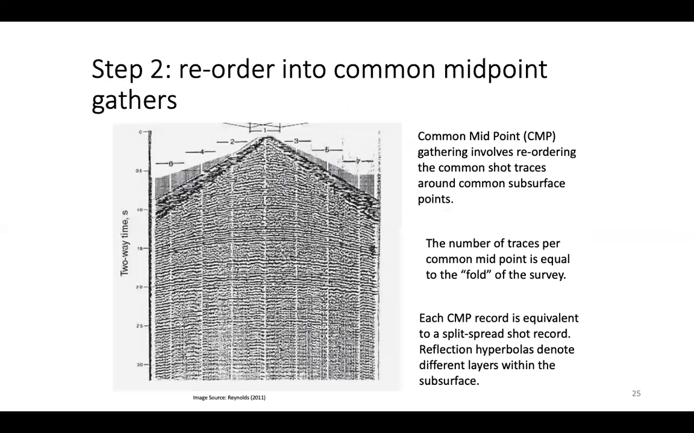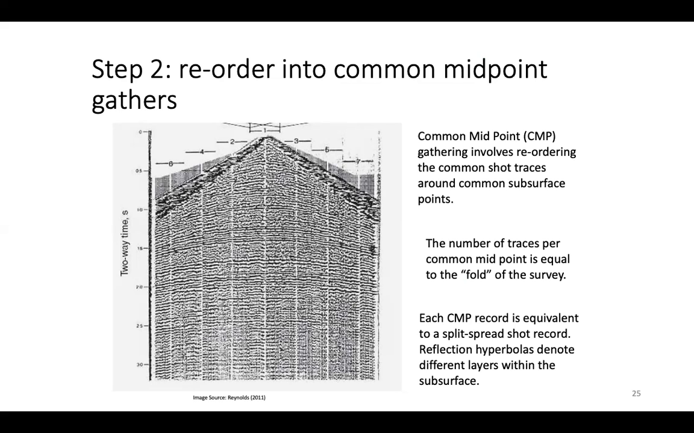Right, so we get to step two, and what we effectively do is say, well, for this position here, from all our shots, we've actually got a lot of information around it. So let's rearrange all the shots so that we have everything at this particular point at a central position, a common midpoint, and all the other shots that were close to it, that are recording something at a distance close to it, let's stack them all up. And this is called a common midpoint stack. It gathers and reorders all the shot traces around common subsurface points.